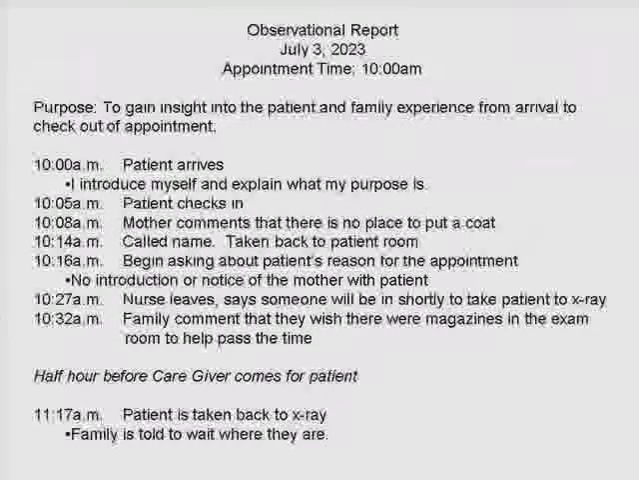In addition to a care flow map, you also want to provide an observational report. This report highlights the reasons for the shadowing request, when and where the shadowing took place, the order of events, comments made by patients and family, comments and suggestions made by caregivers, and observations and recommendations for improvement.